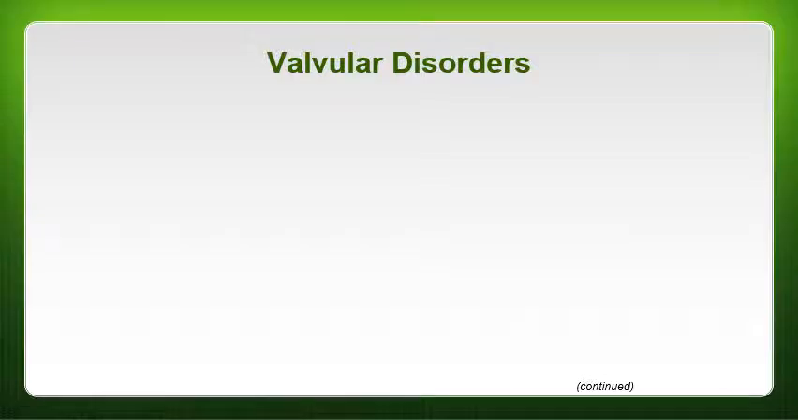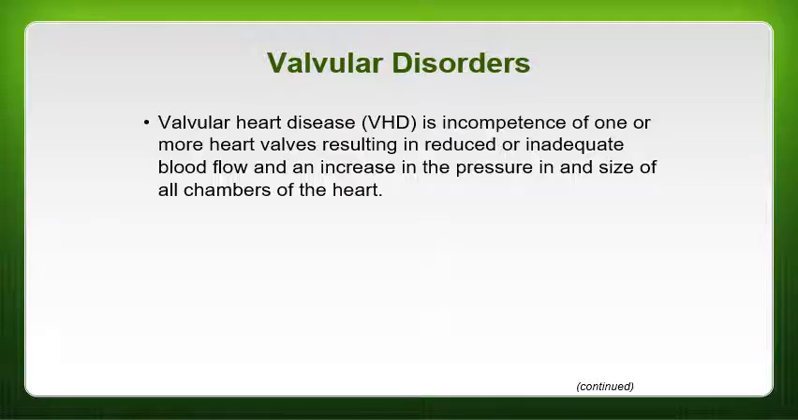Okay, so now we look at valvular disorders. A valvular heart disease is when you have incompetence of one or more heart valves resulting in reduced or inadequate blood flow and an increase in the pressure and in the size of the chambers of the heart. They have various valves throughout the heart that could be affected. The valves between the atria and ventricles can be affected, as can the valves between the ventricles and the aorta, or the ventricles and the pulmonary artery, or both.